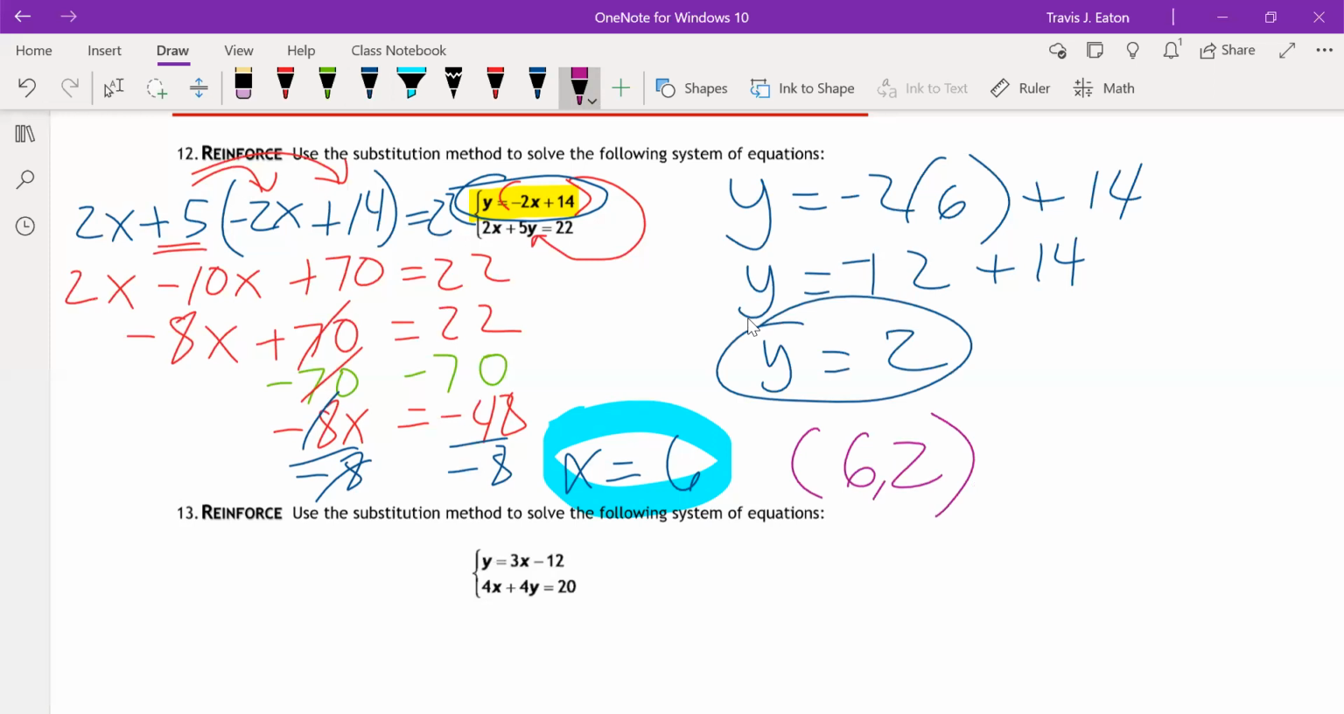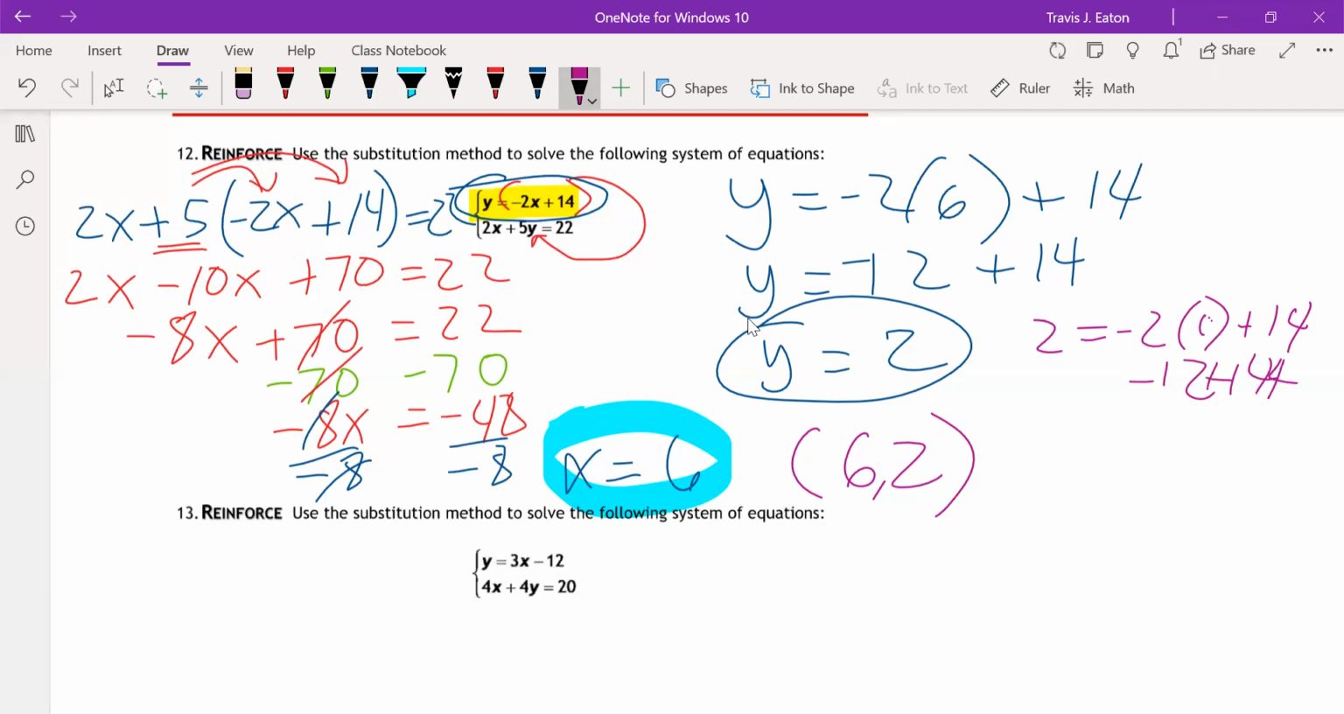Now, will that work? Is that the right solution? You should always check to make sure. So if I put 6, 2 back into my original equation, does that work? Well, let's see. 2 equals negative 2 times 6 plus 14. Yeah, because that's negative 12 plus 14.